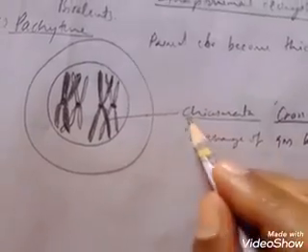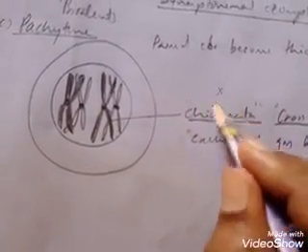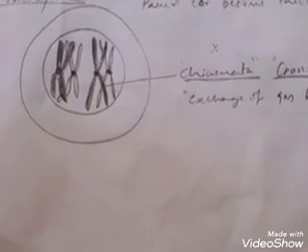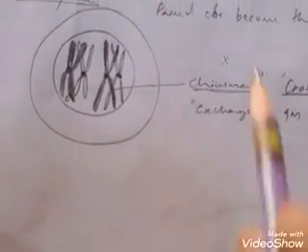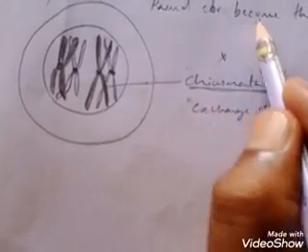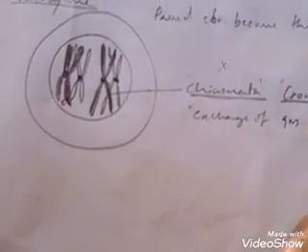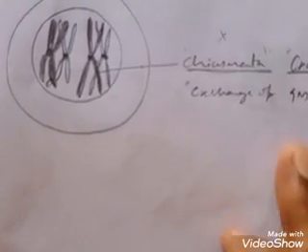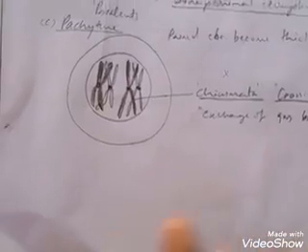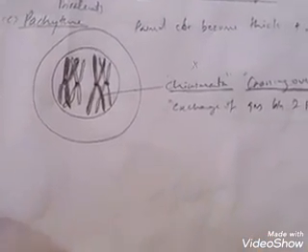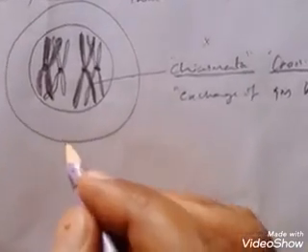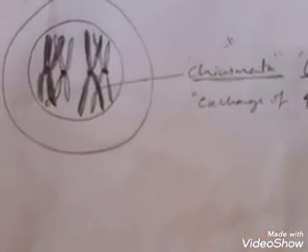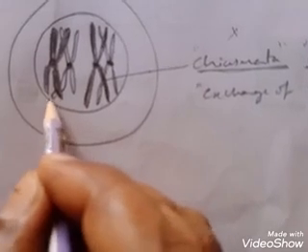That point is called chiasmata, right? The X-shaped structure that is formed is called chiasmata. Here in the pachytene stage, a very important thing is that the paired chromosomes are called homologous chromosomes, and they become thick and short. In this stage only the exchange of genetic material takes place between the two homologous chromosomes, and now we call it a bivalent also.